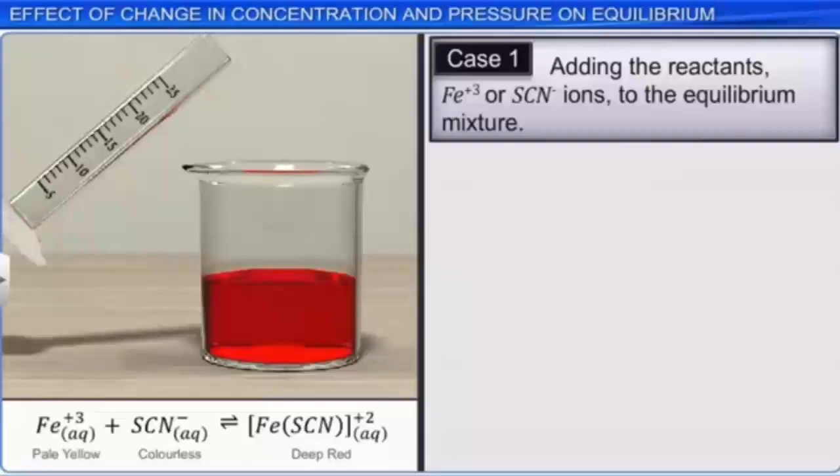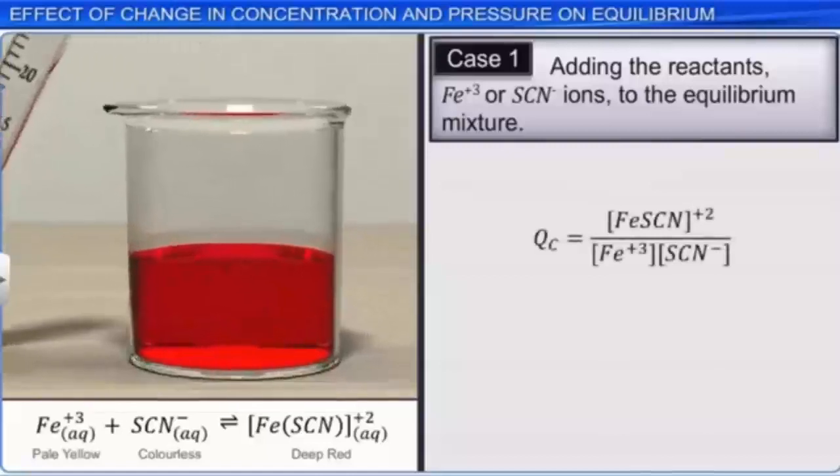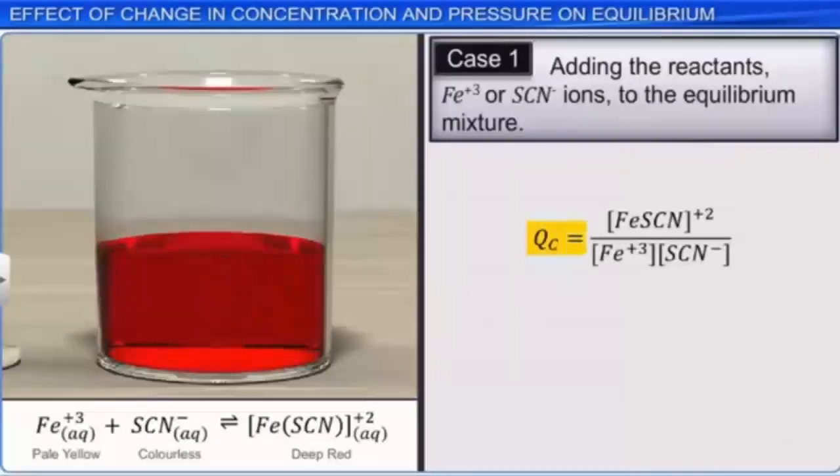The reaction quotient at this stage of the reaction is given by Qc equals the concentration of FeSCN²⁺ divided by the product of concentrations of Fe³⁺ and SCN⁻ ions. On the addition of Fe³⁺ or SCN⁻ ions to the equilibrium mixture, the denominator value in the expression for reaction quotient increases. This results in a decrease in the value of the reaction quotient. Now, the value of Qc becomes less than Kc.